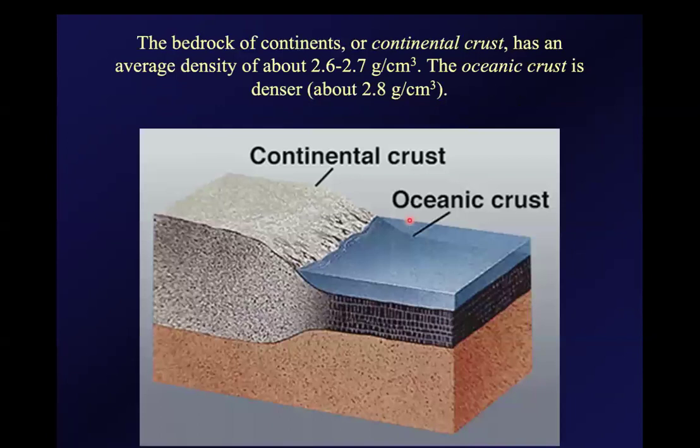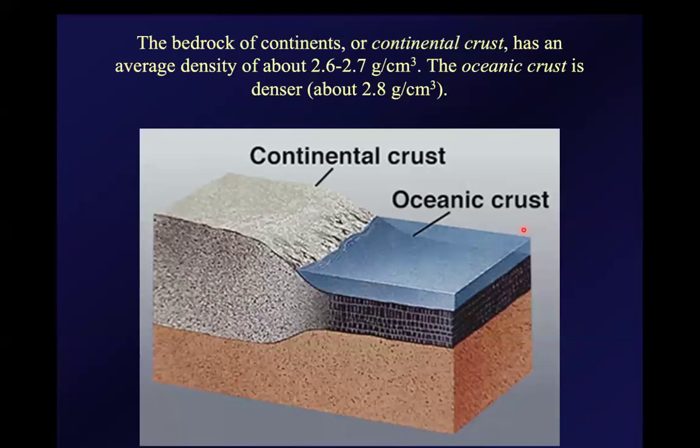If you were to slice through a continent, there's trees and flowers and various types of rocks on the continent, but most of it is granite-like rock. And the average density is about 2.6, 2.7 grams per cubic centimeter. Rocks on the bottom of the ocean are just a bit denser. They're a bit more rich in iron, and they're about 2.8 grams per cubic centimeter.